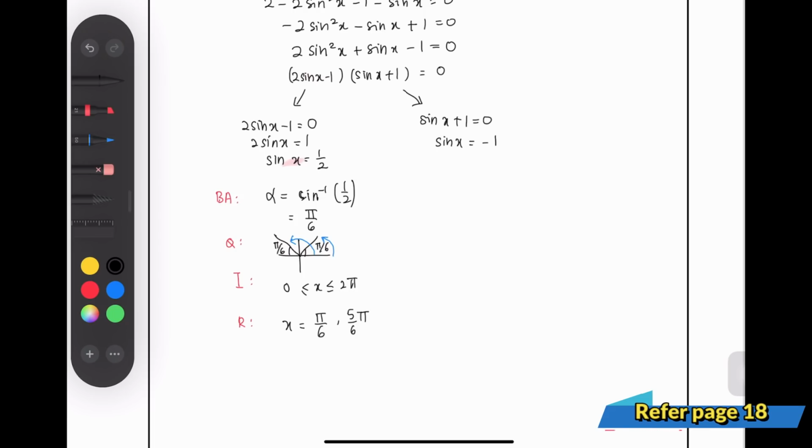Okay, let's take a look at the other set of answers, which is sin x equals to negative 1. Repeat the same process again. So, you have to find the basic angle, alpha. So, arc sine 1. We're going to ignore the negative because negative will be considered during quadrant. So, arc sine 1 is pi over 2.